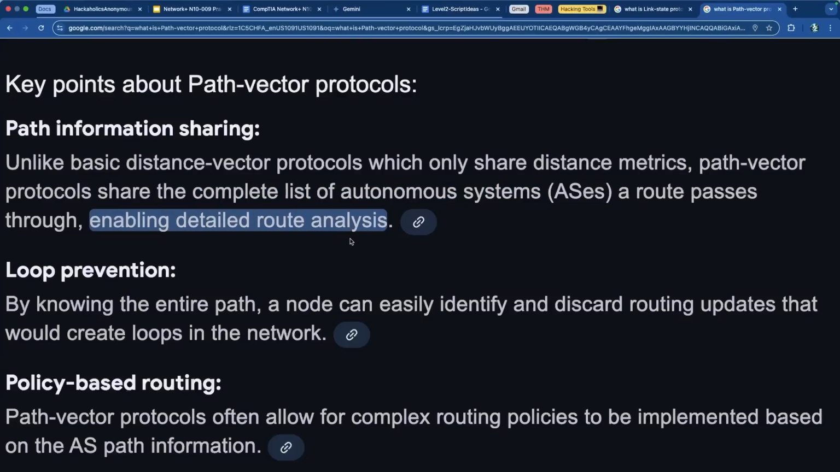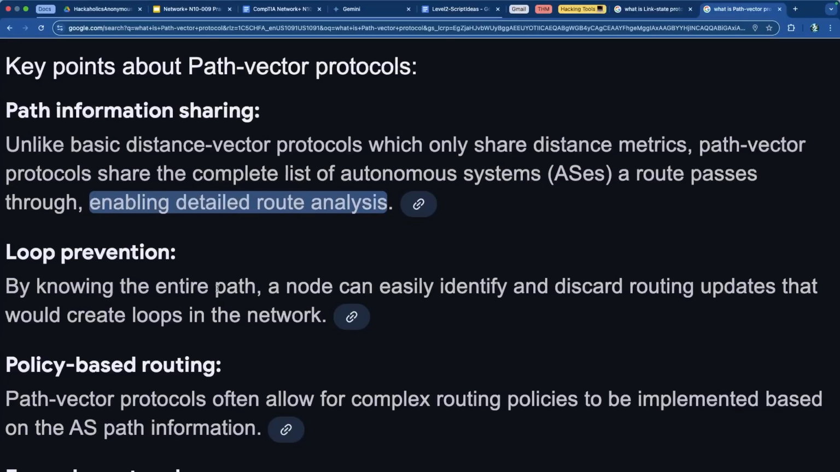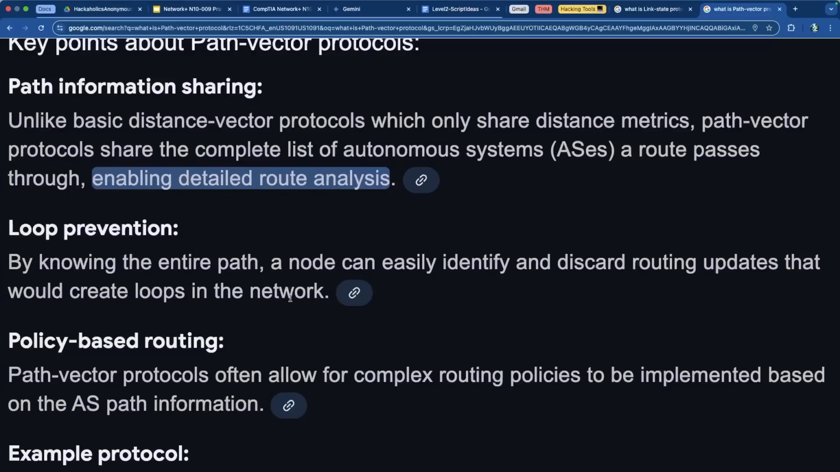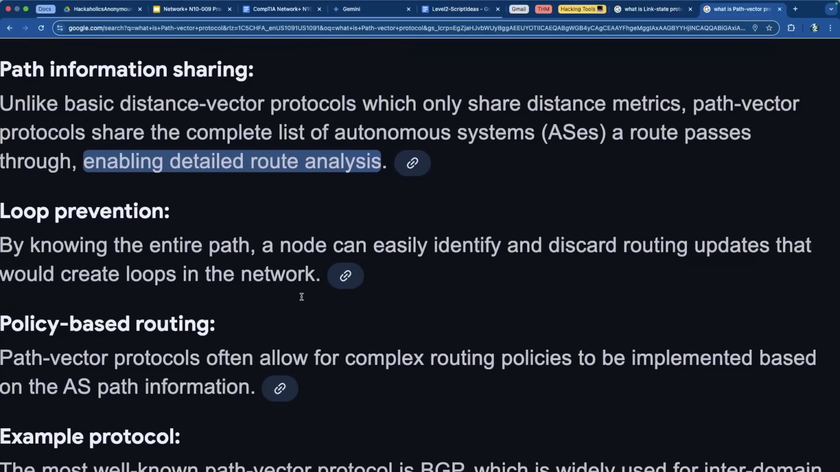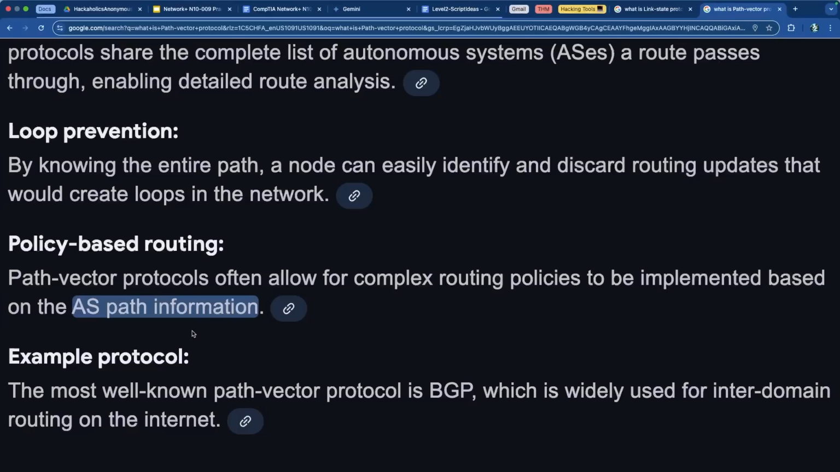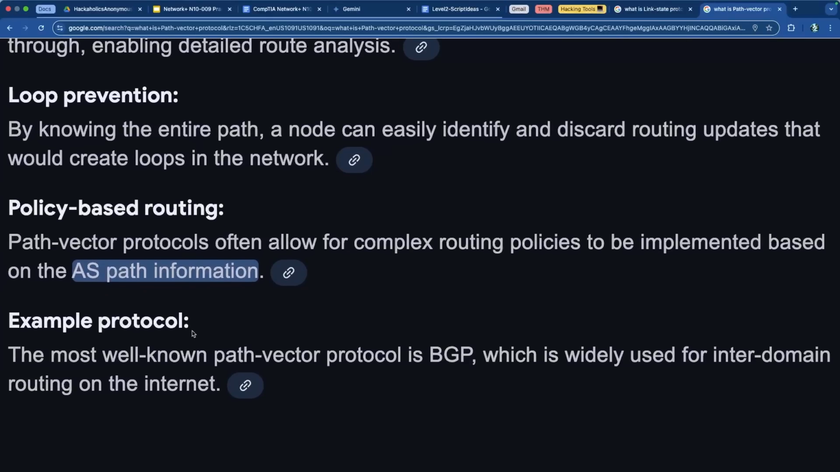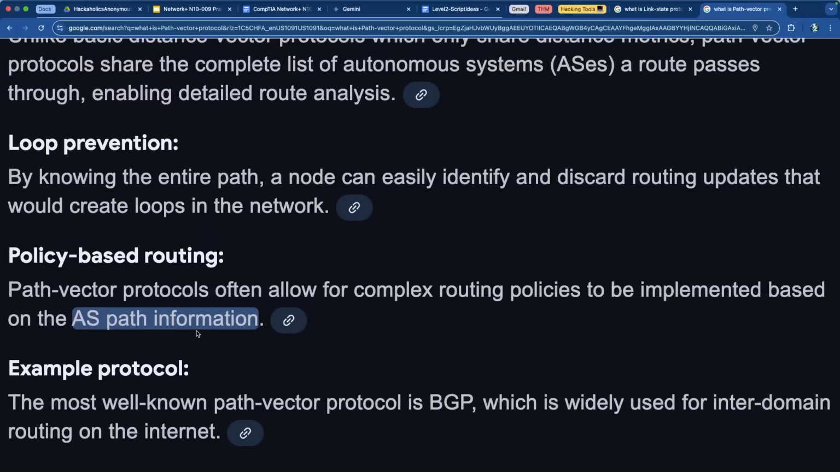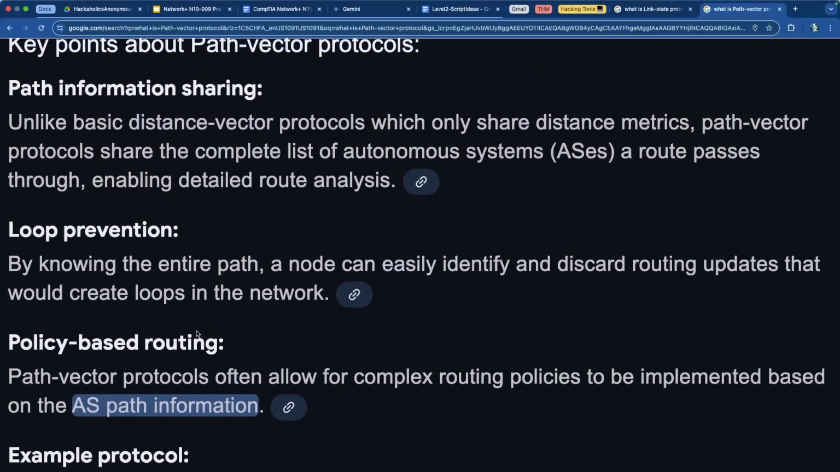That enables detailed route analysis. By knowing the entire path, a node can easily identify and discard routing updates that would create loops in the network. Path vector protocols also often allow for complex routing policies to be implemented based on the autonomous system's path information. The border gateway protocol is widely used for inter-domain routing on the internet, and this is just one of the examples of this.